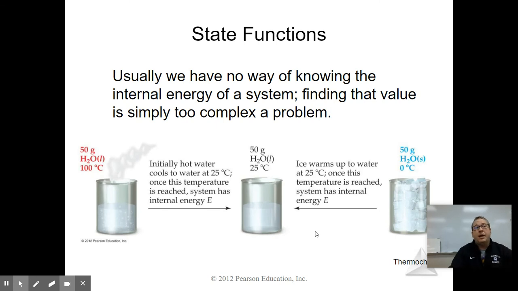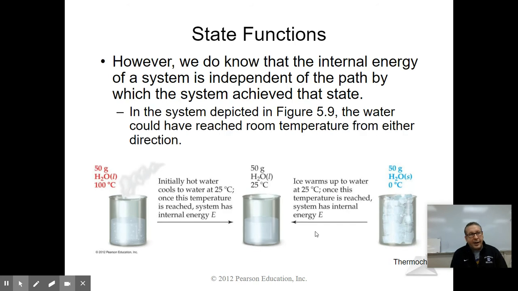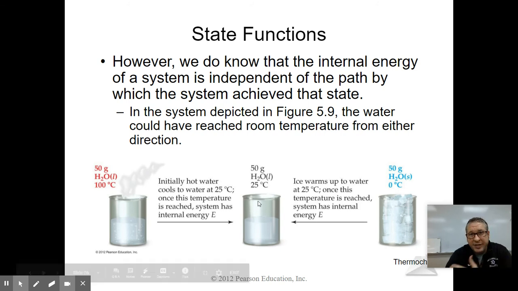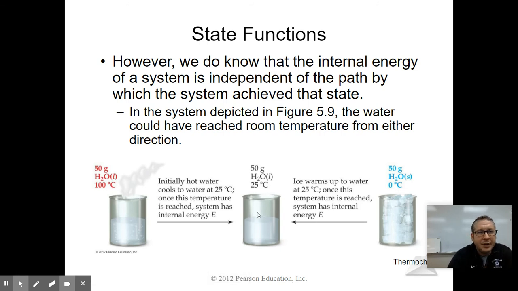The last things we're going to talk about are state functions. A lot of times we don't know the internal energy of a system. It's very complex. It oftentimes isn't necessary. But we do know that the internal energy of a system is completely independent of the path by which the system achieved its current state. If we look at the example down here, let's just say our current state of water is room temperature, 25 degrees Celsius. We could have reached that temperature of 25 degrees Celsius in more than one way.